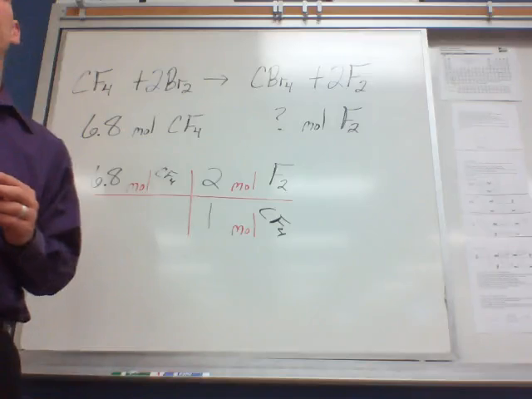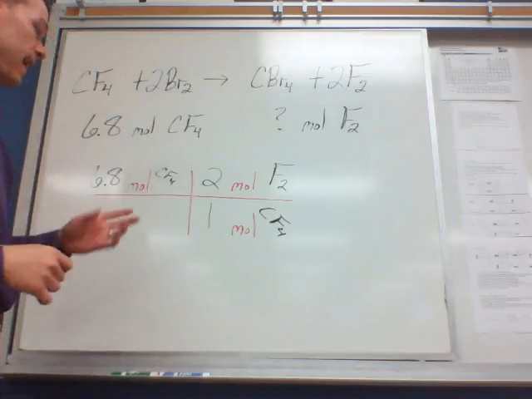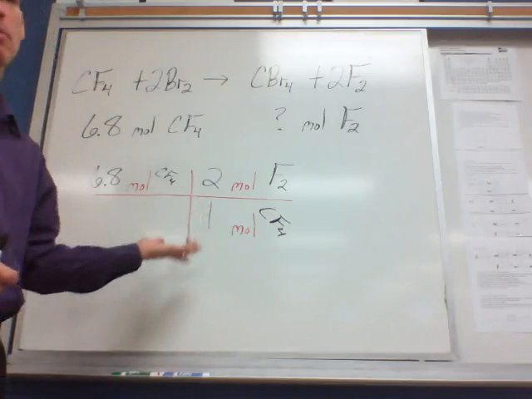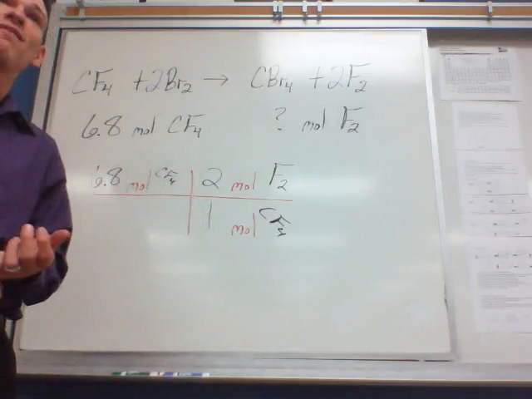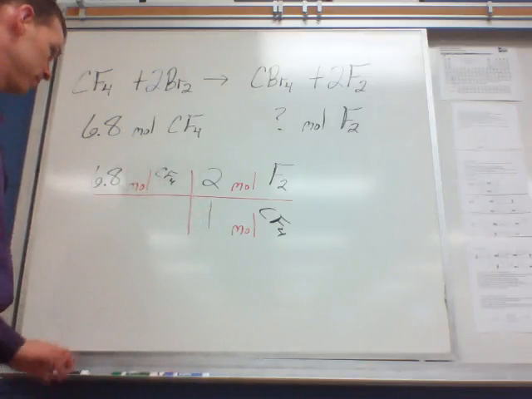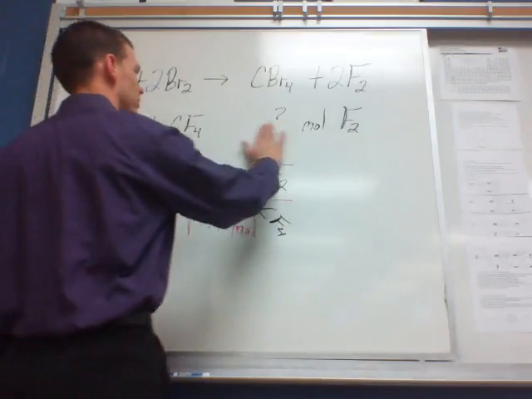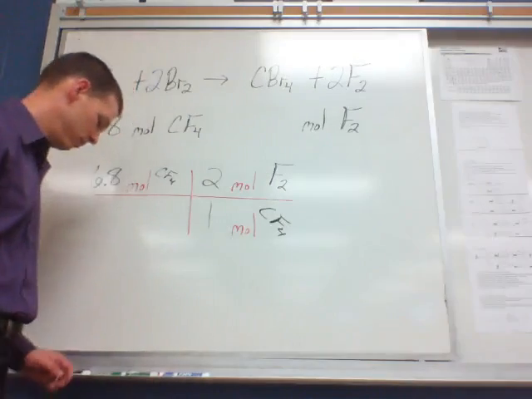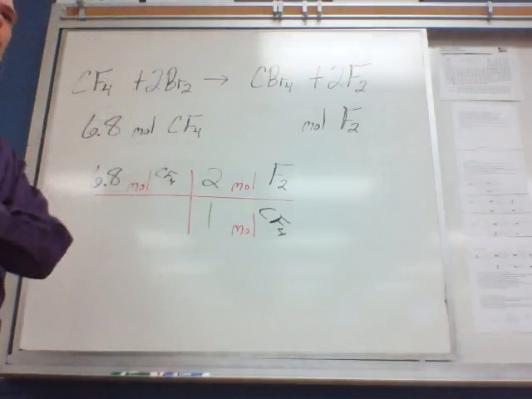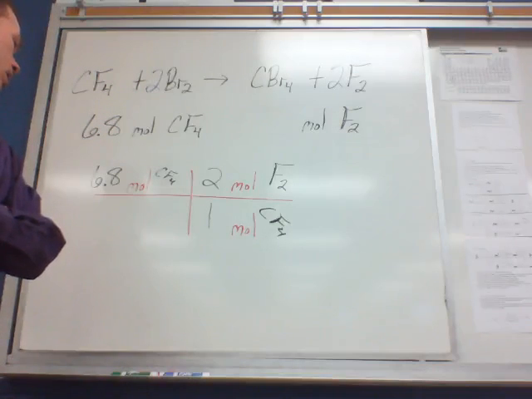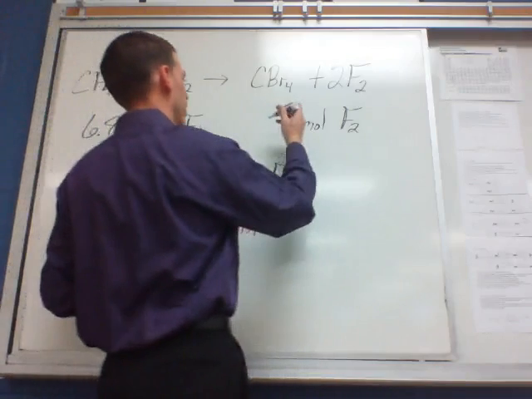Multiply across the top. In this case, you don't have to multiply across the bottom. There's only one number down there. You can just divide by him. What do you get? I get 13.6 moles of fluorine.